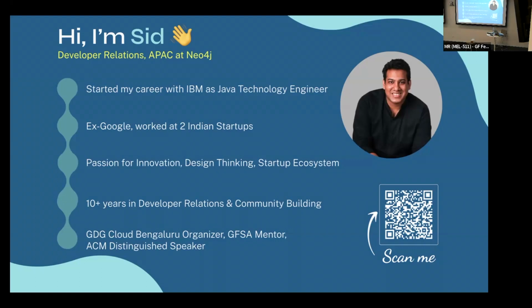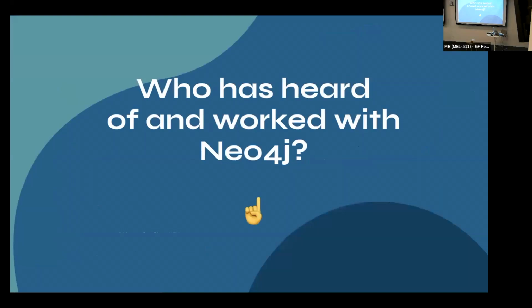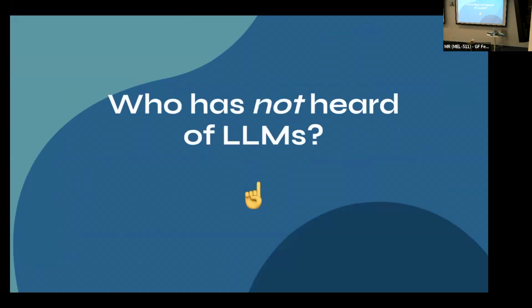So I'll move on from here and talk about Neo4j and GraphRAGs. But a quick show of hands. Has anyone heard of Neo4j before? Worked with Neo4j? Okay, a couple of you. Who hasn't worked with Neo4j? It's okay. Fine. All right. Cool. Who hasn't heard of LLMs before? Anyone here who hasn't heard of LLMs?